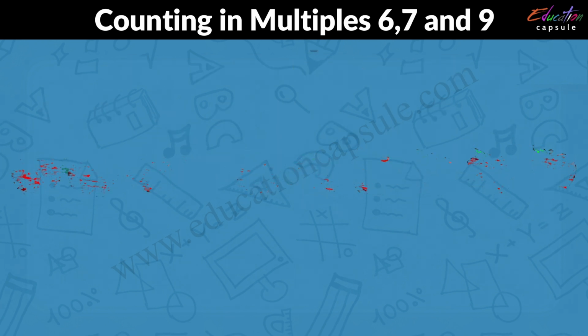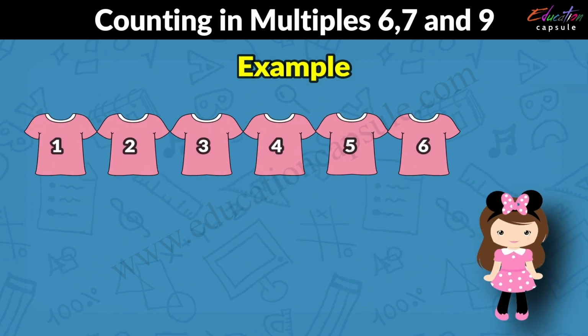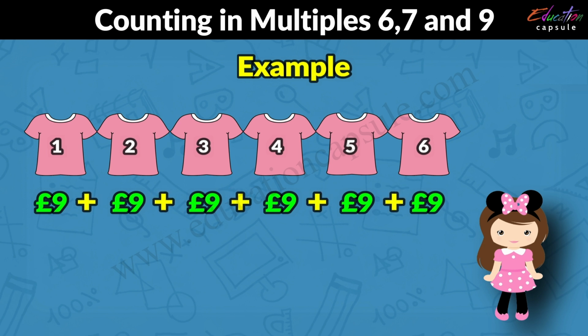Let us take an example. Macy has bought 6 t-shirts for the same price. If each t-shirt costs £9, what is the total money spent by Macy? So here, to find out the total money spent by Macy, we'll have to add £9 6 times. So the answer that we'll get here is £54.